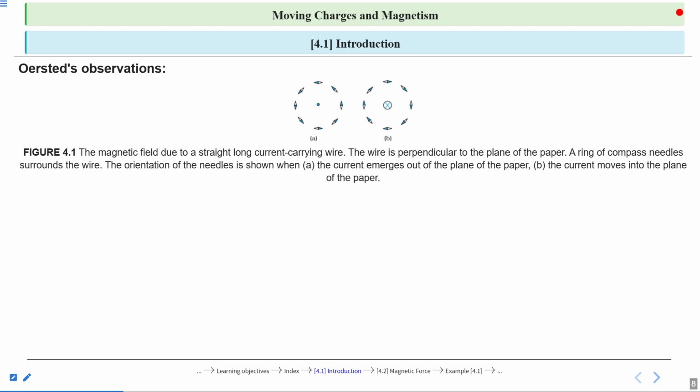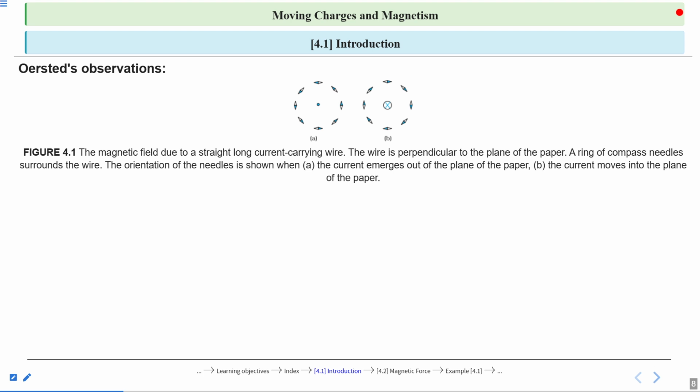There is a current carrying wire. In diagram A, at the center there is a dot, and in diagram B there is a cross. These are the sign conventions. This dot represents current flowing through the wire outwards, perpendicular to the plane of paper, or plane of screen. You are seeing a screen of mobile or laptop.